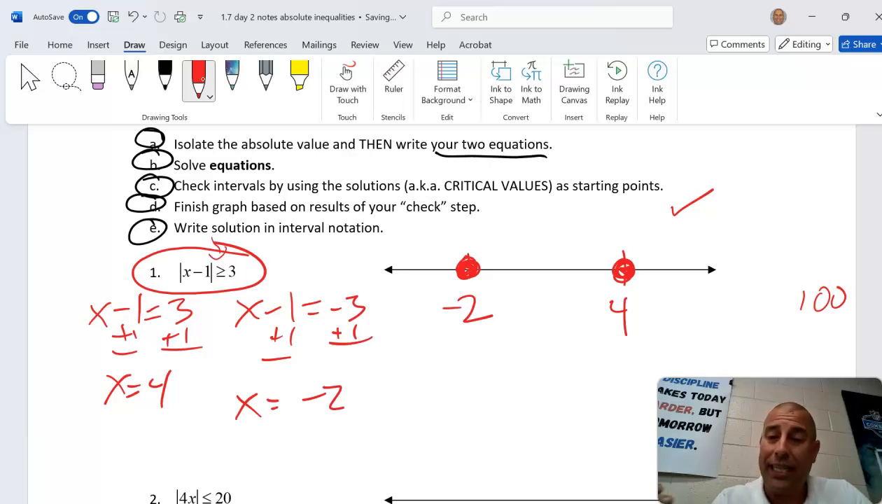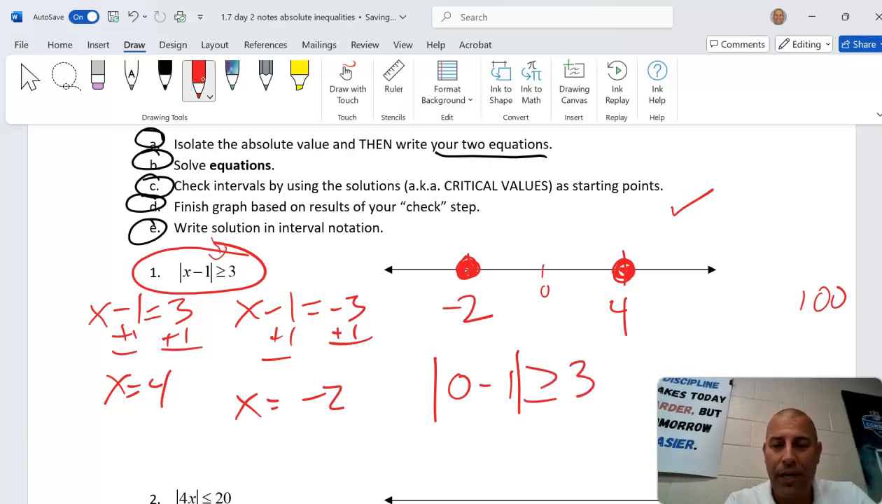Let's check between -2 and 4. Well, yeah, if I can use 0, I'm going to use 0. So again, I'm going to plug it in. 0 minus 1, all right. Absolute value, is that greater than or equal to 3? Well, 0 minus 1 is -1, but the absolute value of -1 is a positive 1. Is 1 greater than or equal to 3? No. So no, thank you, that's there.